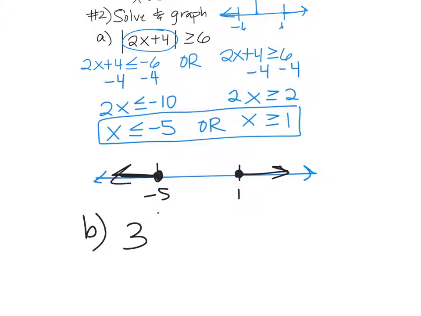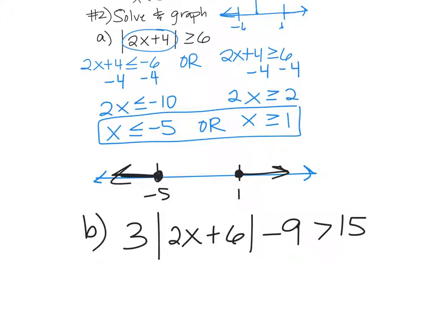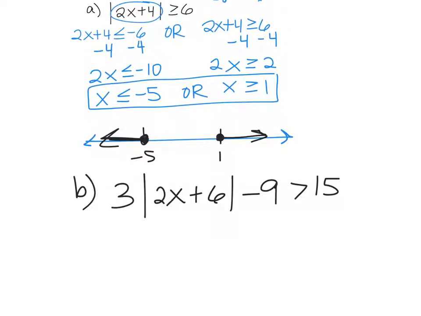All right. 3 times the absolute value of 2x plus 6 minus 9 is greater than 15. All right. So write that down, and maybe you're confident in your math skills. You can probably figure this out. We need to isolate the absolute value before we do anything. And I'll have people that'll be like, oh, okay, it's less than negative 15, it's greater than 15. No. Don't even do that. We got to get all of this all by itself before we do any of that.